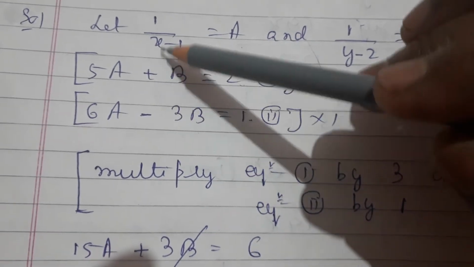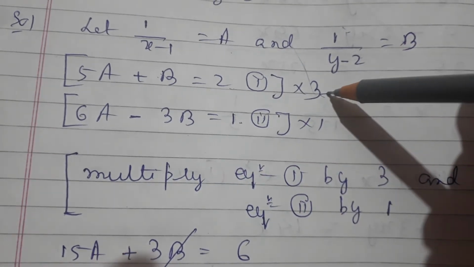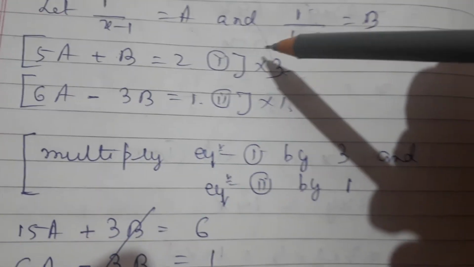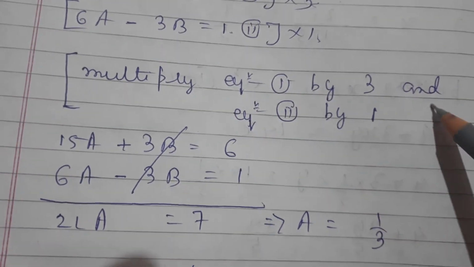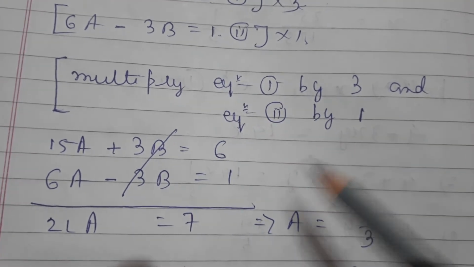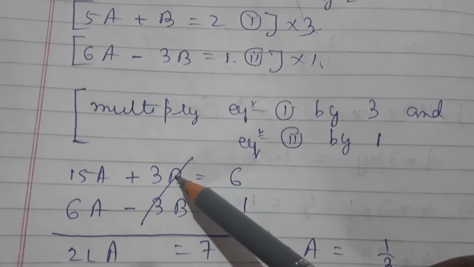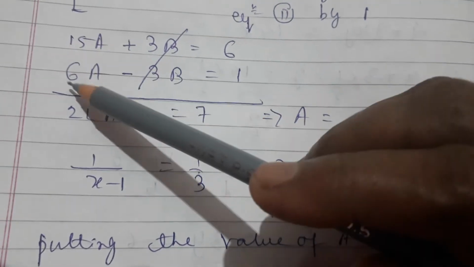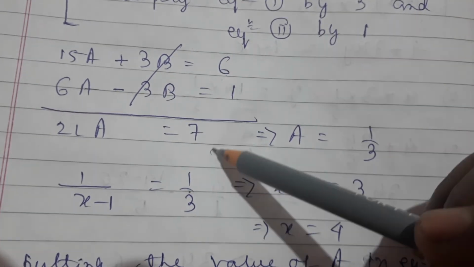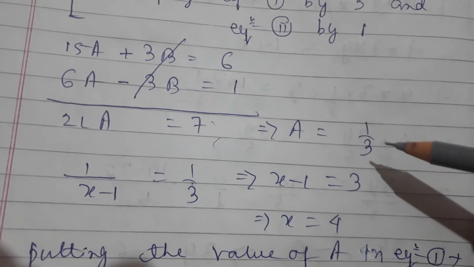To make the coefficient of b equal, equation 1 must be multiplied by 3 and equation 2 by 1. I have written here, multiplying equation 1 by 3 and equation 2 by 1. Now watch. After multiplying we get 15a plus 3b equals 6 and 6a minus 3b equals 1. Plus and minus cancel. So 15 plus 6 is 21 and 6 plus 1 is 7. Now a equals 7 by 21, that is 1 by 3.